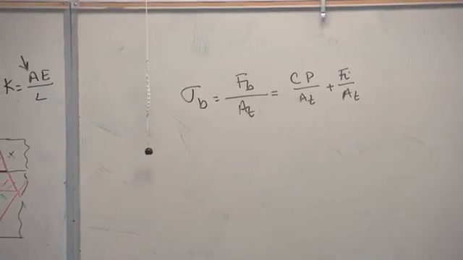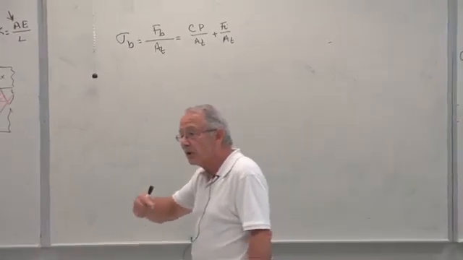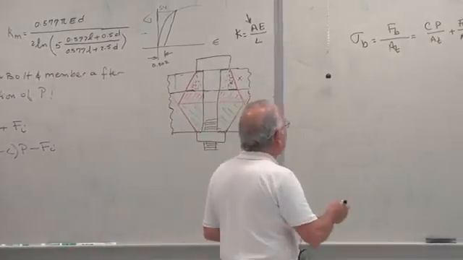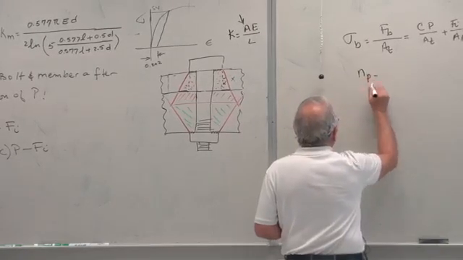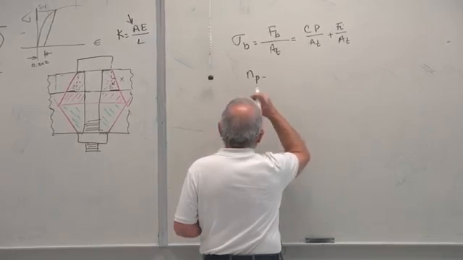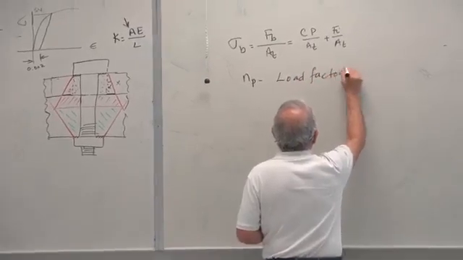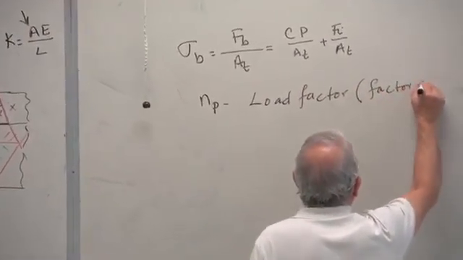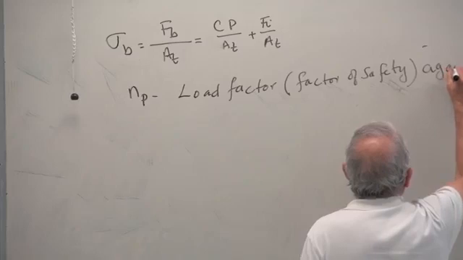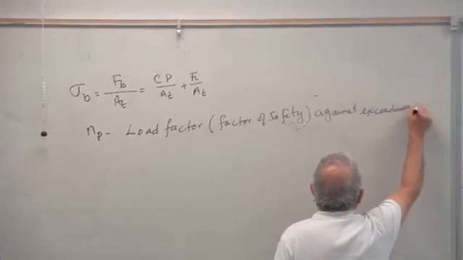We would like this to be less than the proof strength of the bolt with some factor of safety. We call that factor of safety N sub P. I think your book calls it the load factor. So load factor, but remember that this is the same as factor of safety against exceeding proof strength.